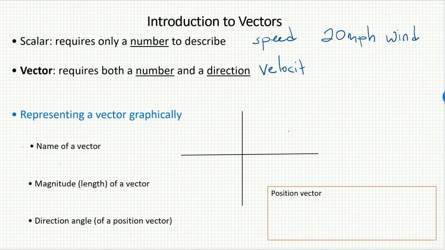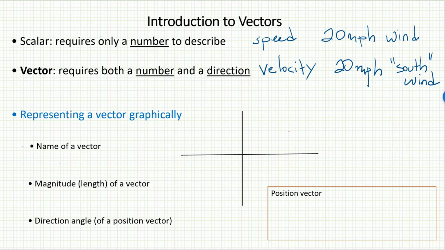An example would be velocity. And so maybe now I have a 20 mile per hour south wind. In other words, a wind coming from the south. Notice that I have both a number, the 20, for the 20 miles an hour, as well as a direction. It's coming from the south, meaning it's heading toward the north.